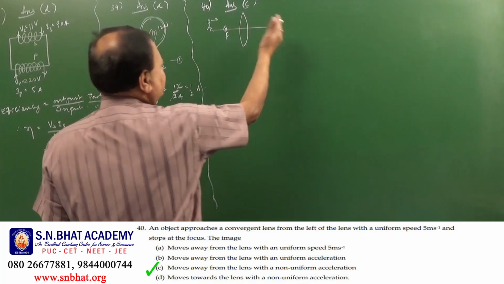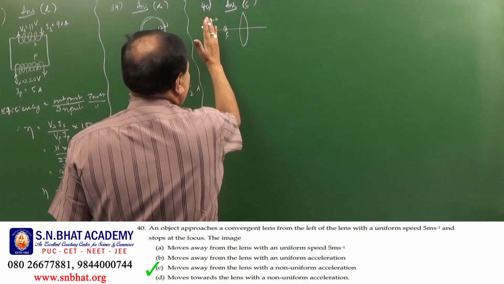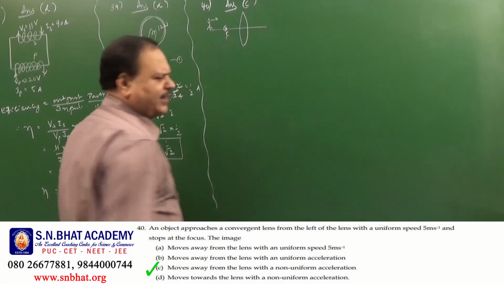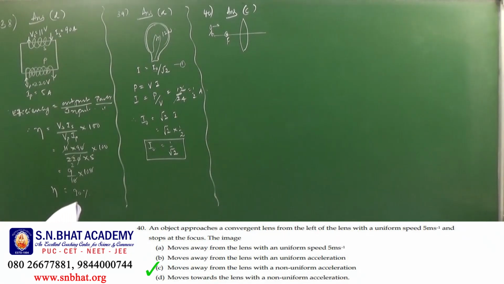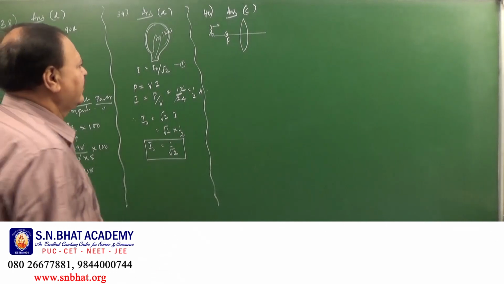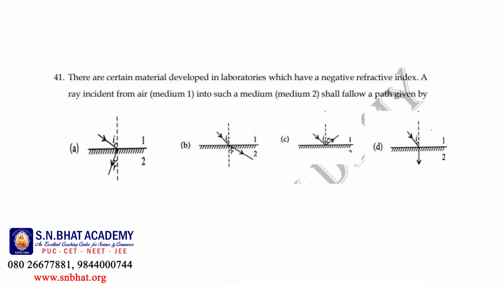So here the image forms. As the object moves uniformly, the image on the other side moves with a non-uniform acceleration. You should know this. Okay. Next is question number 41.